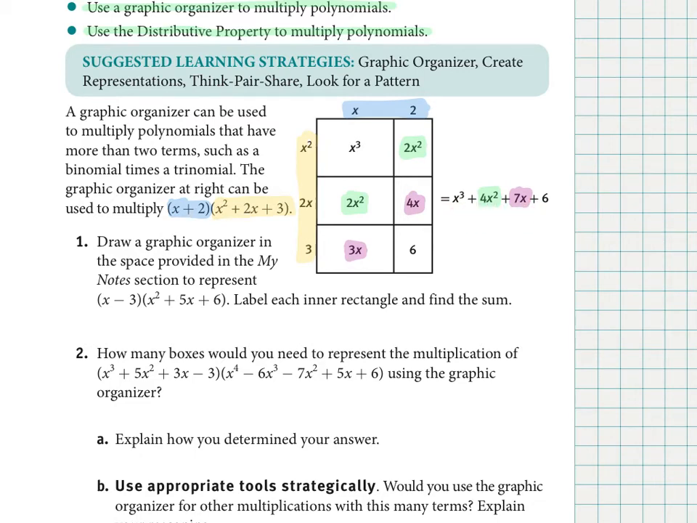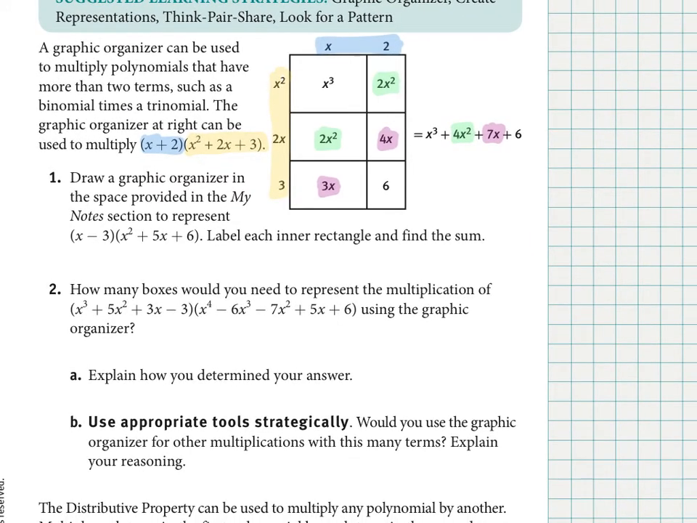So let's go ahead and look at number 1 now. It wants us to draw a graphic organizer. Now, we're going to do it in the margin, but it wants us to do it for x minus 3 times x squared plus 5x plus 6. And it wants us to label each interior rectangle and find the sum.